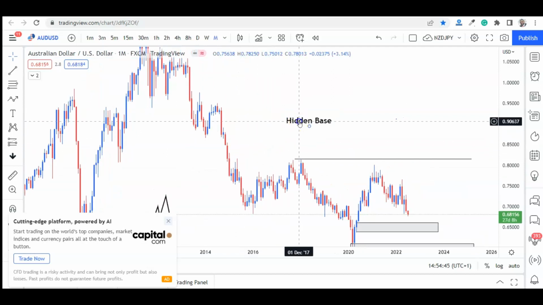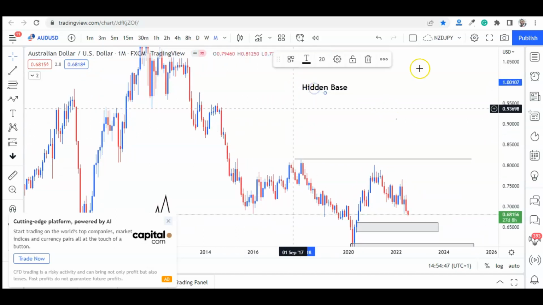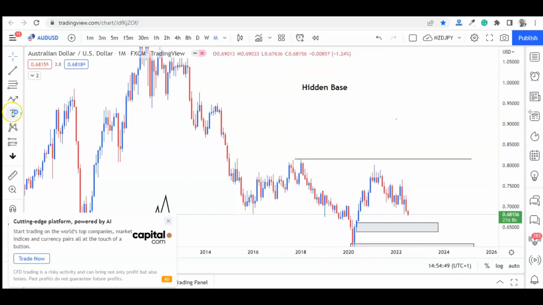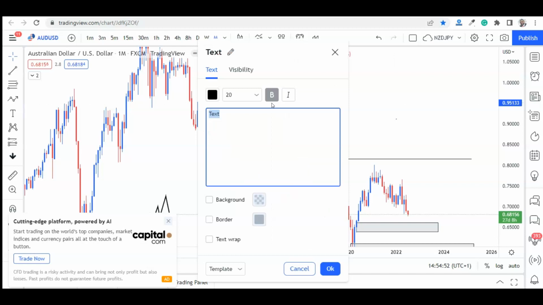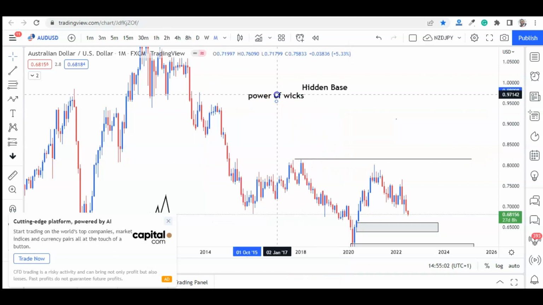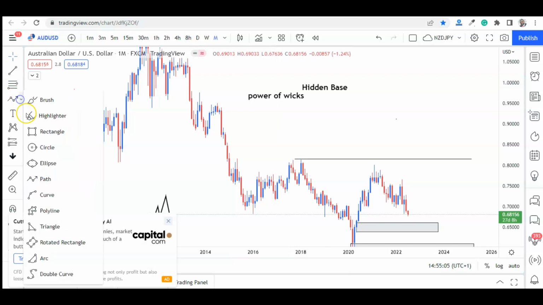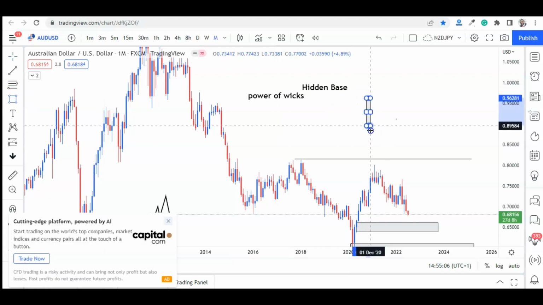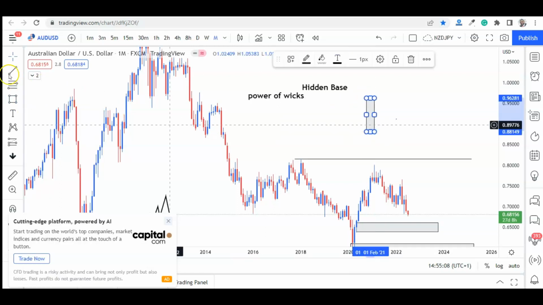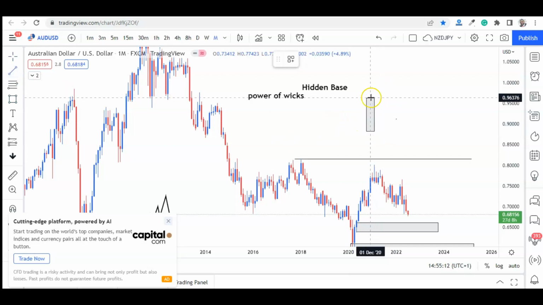Okay, so right now, hidden base. What are hidden base? This is what I'll call the magic of the week, the power of wicks. Wicks in any chart are very, very important. By wicks, this is what I mean. You have a candle and a wick. Now this candle says a lot.